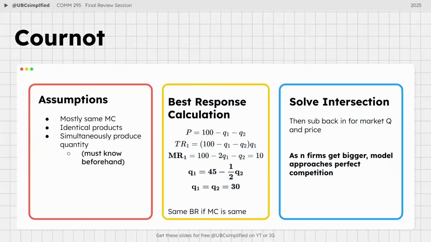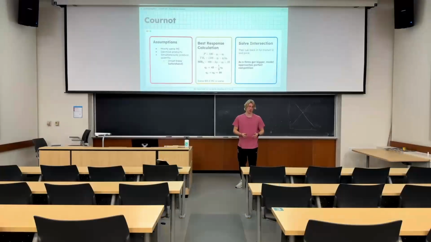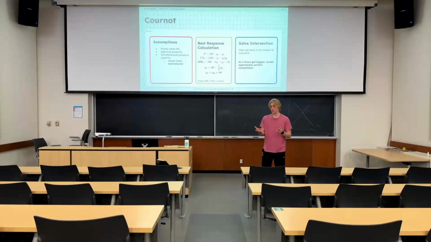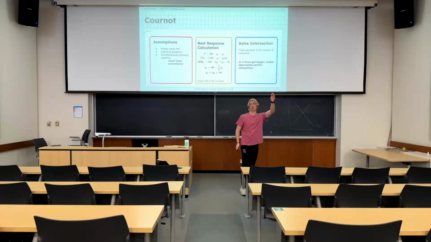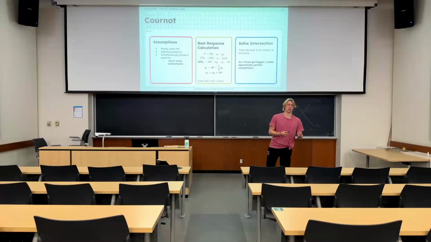This is firms that, for the most part, have the same marginal cost. They have identical products, and then they have to decide simultaneously how much to produce. So this is something where you need to know production beforehand, and the best way to go about solving this is, you have your demand equation, and you have your 2 different quantities, and then you're going to calculate your revenue for one firm by multiplying by the quantity. So price times quantity is going to equal revenue. So that's where we have our total revenue equation.